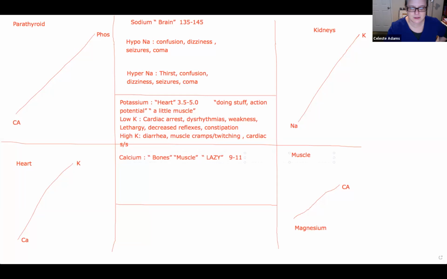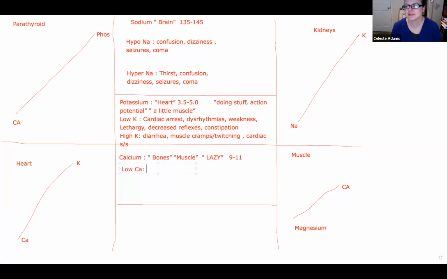All right, so bringing this over. Okay, so here we go. If we have low calcium, what signs and symptoms do you think we're going to have? If we have low calcium, are we going to be lazy? Isn't it the opposite? That's right.